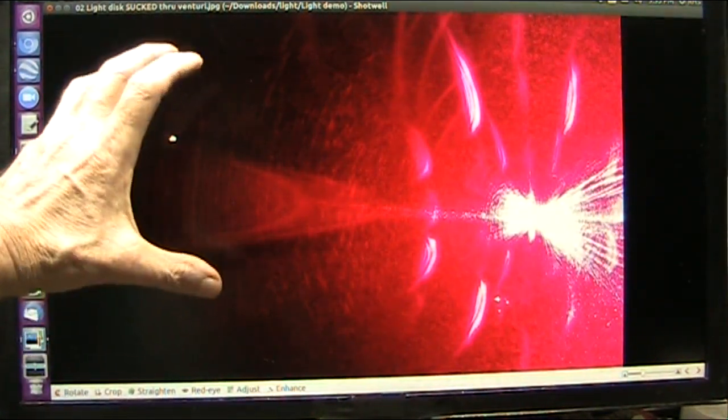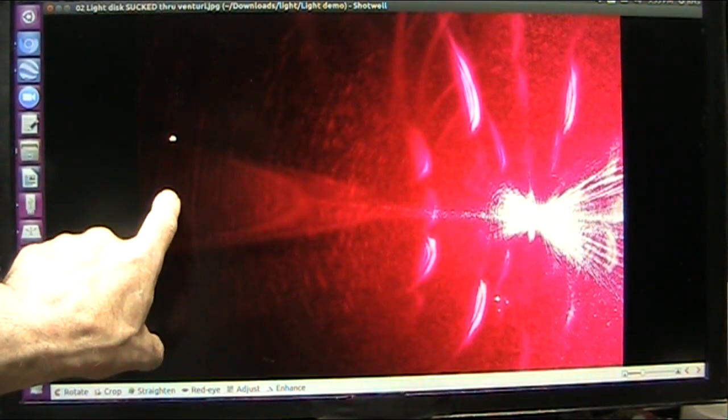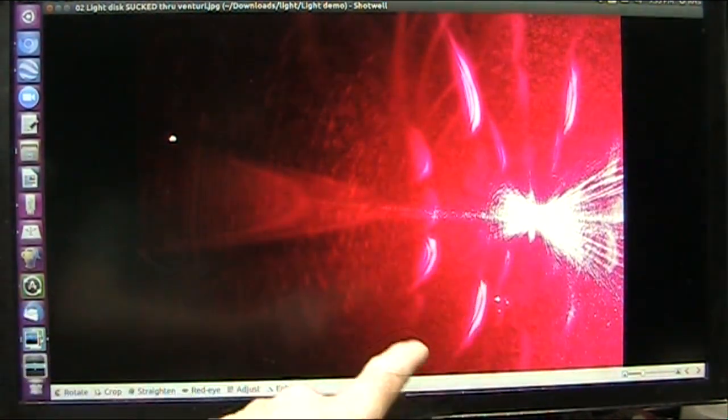So don't forget, that was the light. It's a ball of light, a ball of magnetism, really, and the particle is way in the center, and it got pulled right out of here because it had to accelerate through the Venturi. That's what a Venturi does.